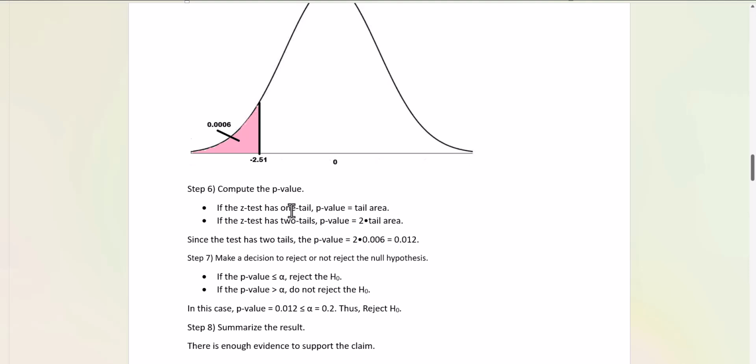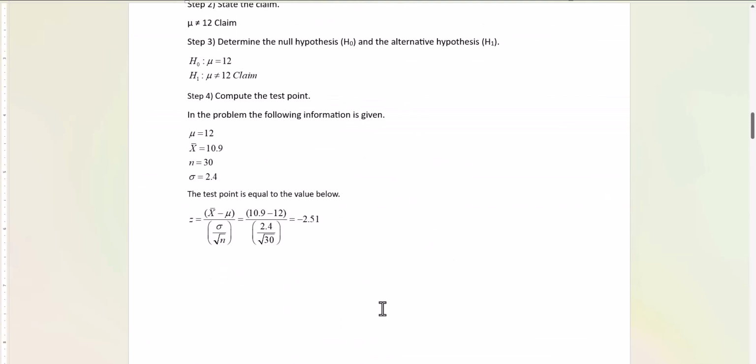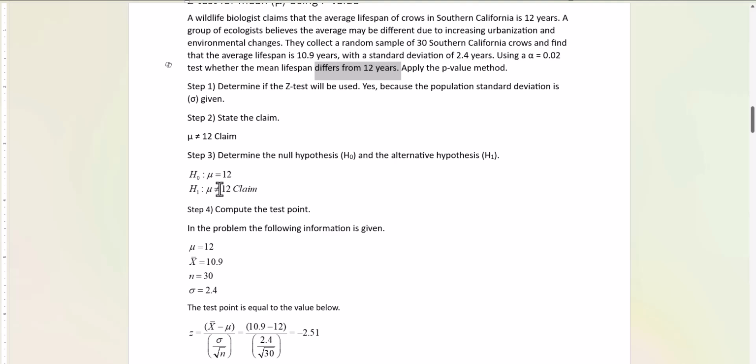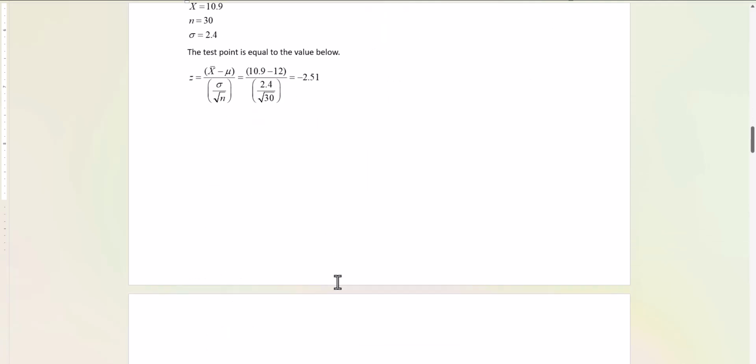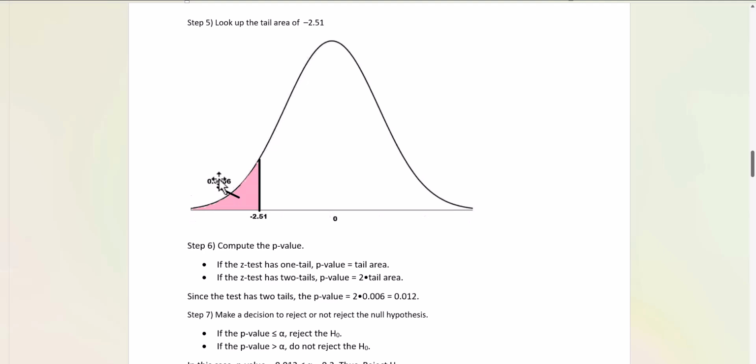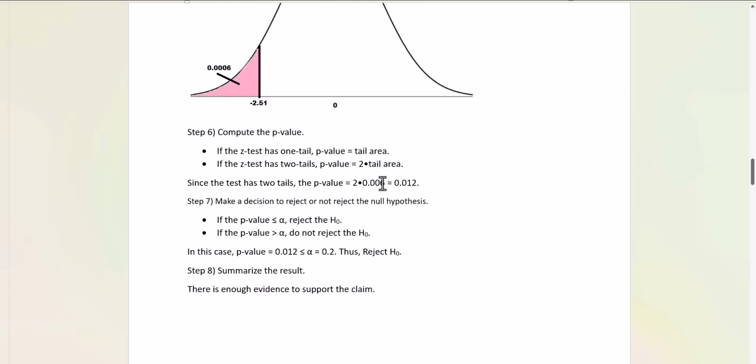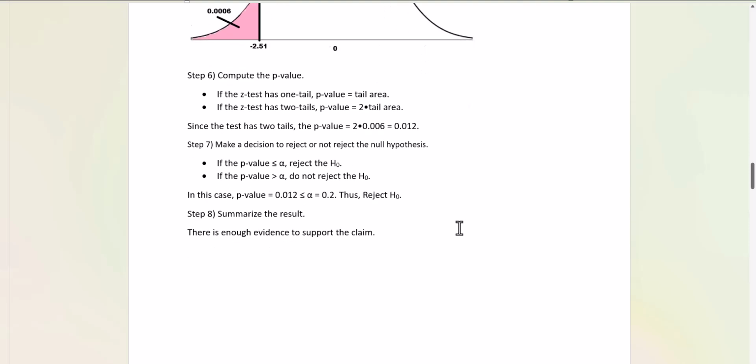Remember, if the test has one tail, the p-value is equal to the tail area. If the test has two tails, the p-value is 2 times the tail area. Well, if we go back to the claim, since it's not equal, this is a two-tailed test. Thus, we have to take the tail area of 0.006 and multiply it by 2 to get 0.012, and that is the p-value.